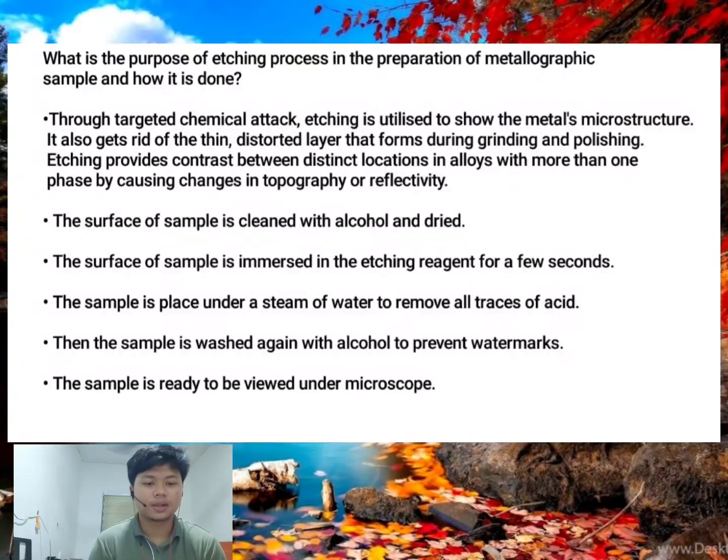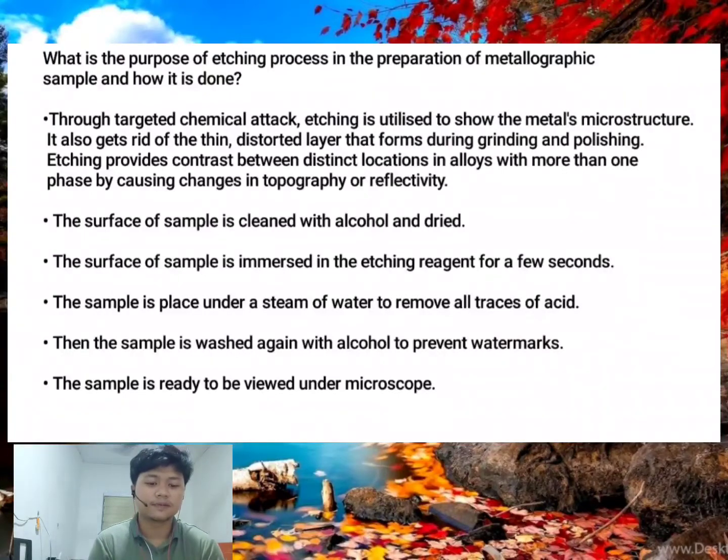Through targeted chemical attack, etching is utilized to show the metal's microstructure. It also gets rid of the thin, distorted layer that forms during grinding and polishing. Etching provides contrast between distinct locations in an alloy with more than one phase by causing a change in the topography of reflectivity.